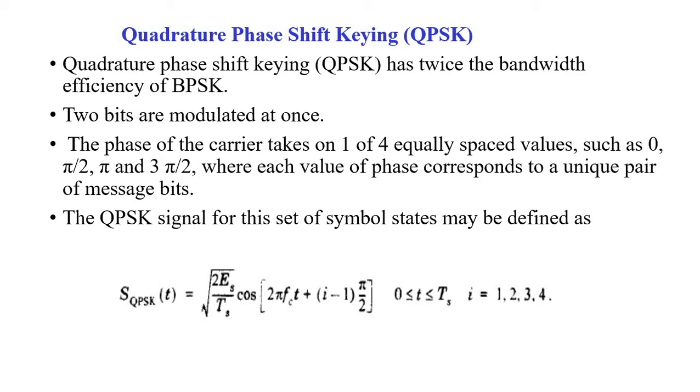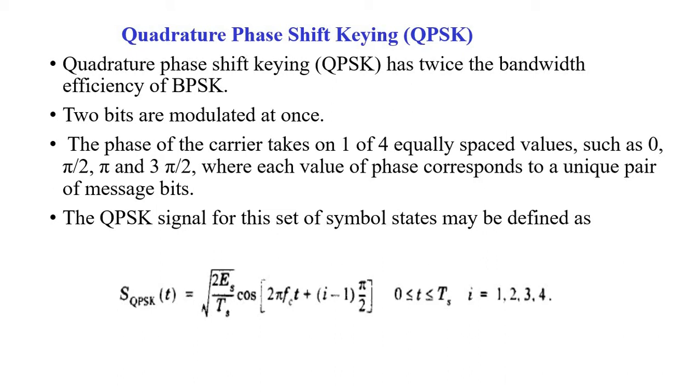Here the phase of the carrier takes on one of 4 equally spaced values, such as 0, pi by 2, pi, and 3 pi by 2. This is based on the 4 phases we include here.